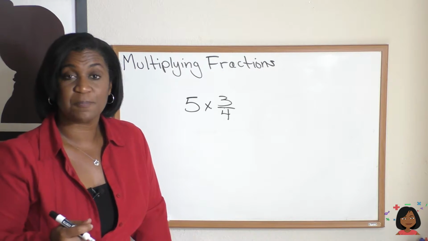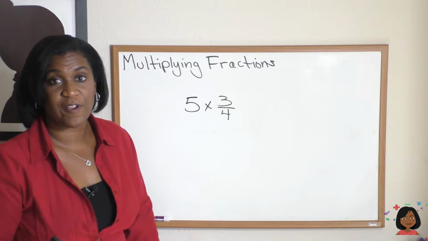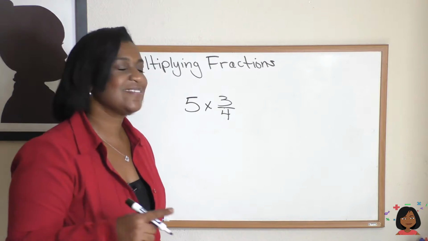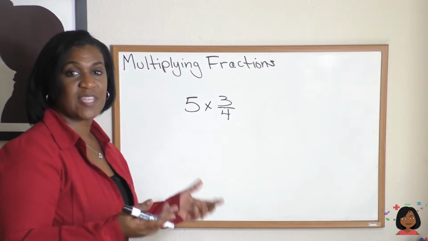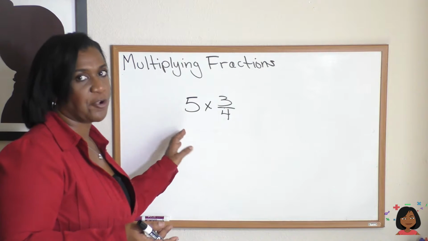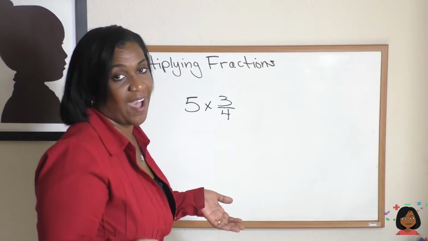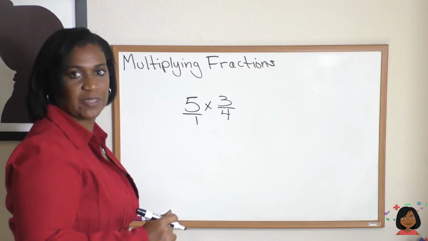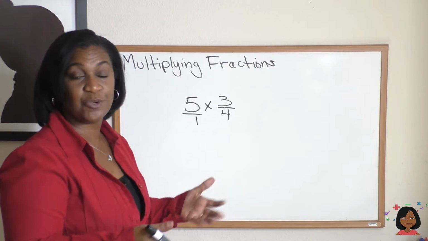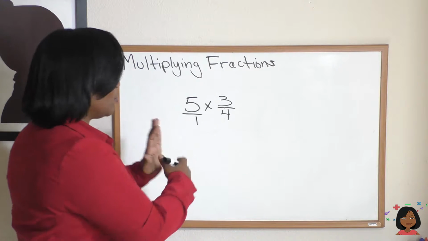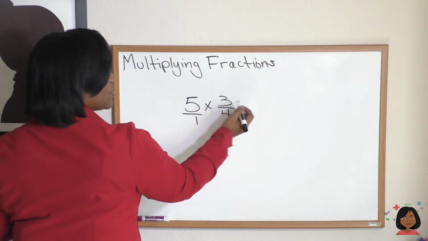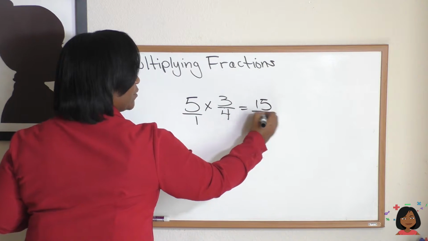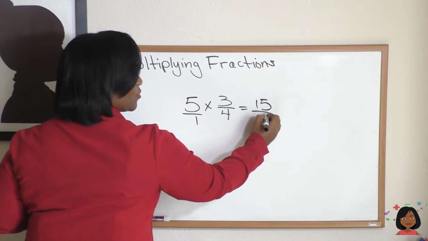What about multiplying a whole number times a fraction? Well, isn't a whole number the same thing as saying that number over 1? Really, because 5 is just 5 over 1. So if you need to see it, feel free to put that 1 in, and now just continue multiplying across. Numerator times numerator. 5 times 3 equals 15. 1 times 4 equals 4.